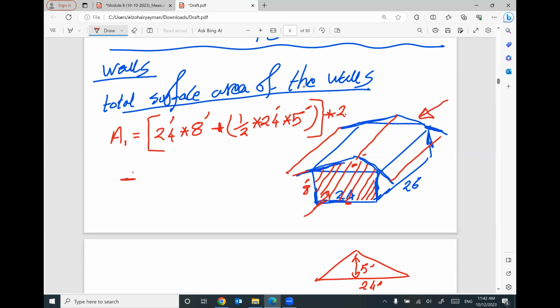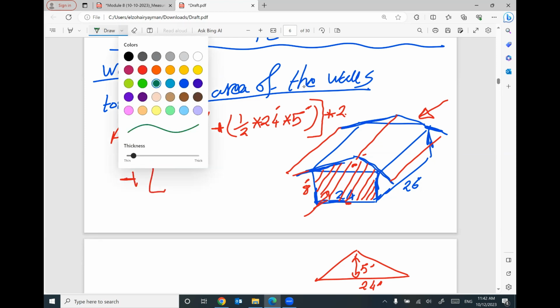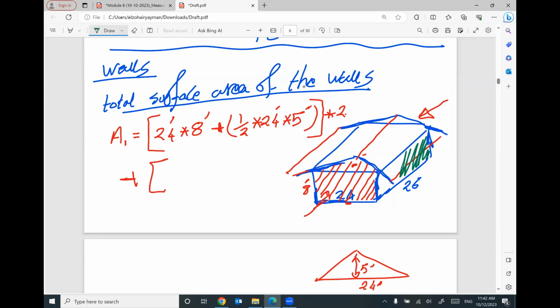Plus, the area of the wall on this side is just 26 by 8. Yes, it's 26 by 8 only. No additional part, no triangles, nothing. And this wall is repeated one more time from this side, so I need to multiply it by 2. If you can find the total number, this is the total surface area of the wall. Is it correct or not?